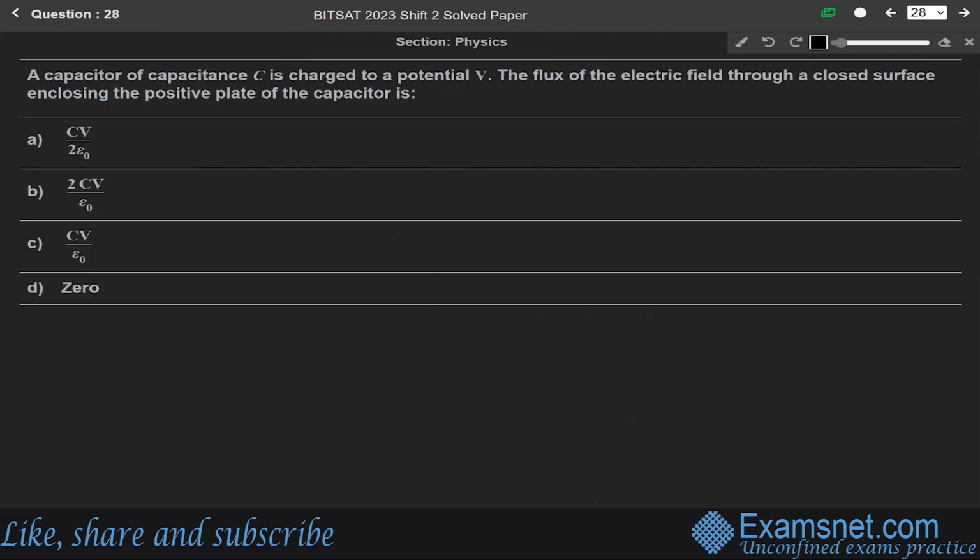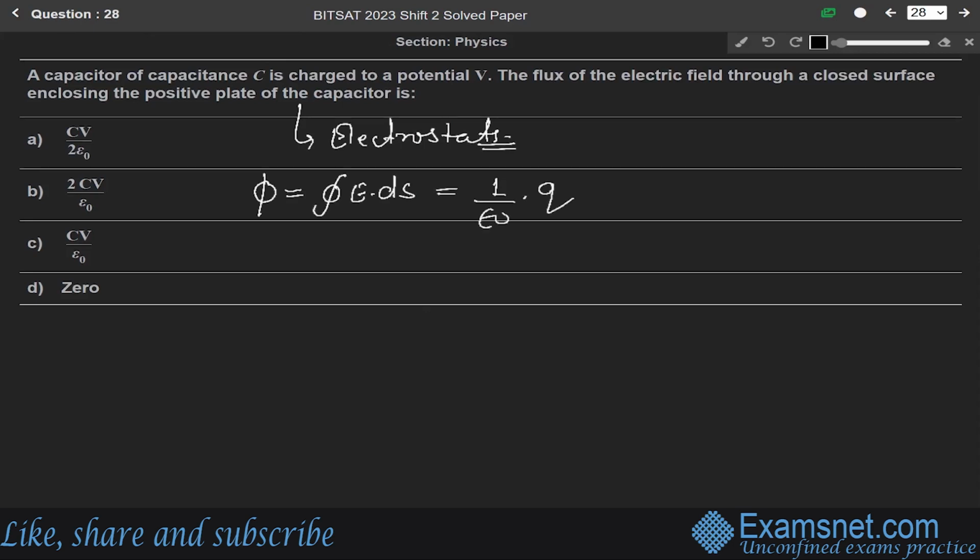Now next question 28. A capacitor of capacitance C is charged to a potential V. The flux of the electric field through a closed surface enclosing the positive plate of the capacitor is. Okay, so this question is from the chapter of electrostatics. We know that from Gauss law, Gauss law says that the total electric flux, the closed integral of electric field over a surface, is equal to 1 over epsilon naught times the total charge enclosed by the surface.